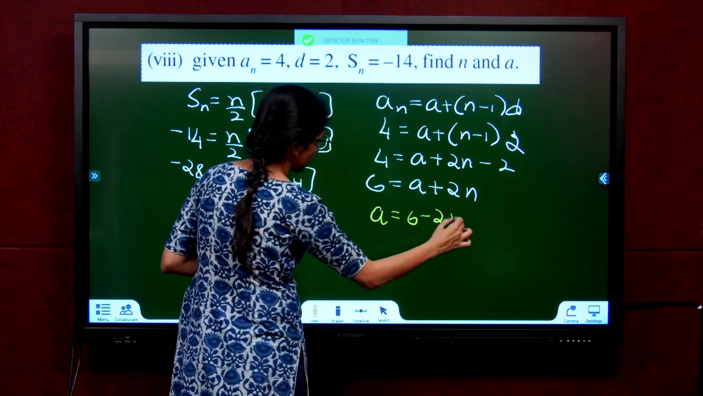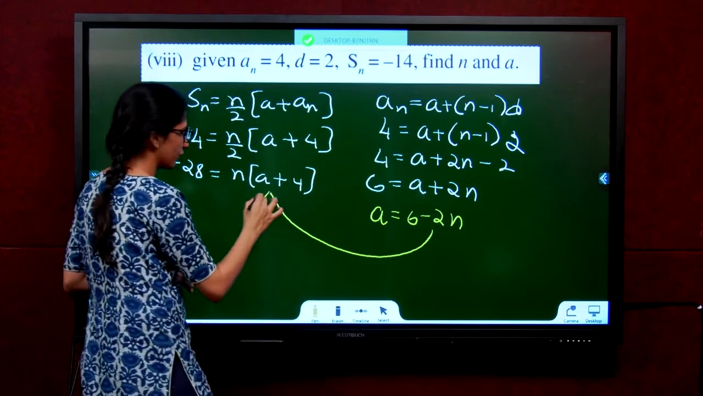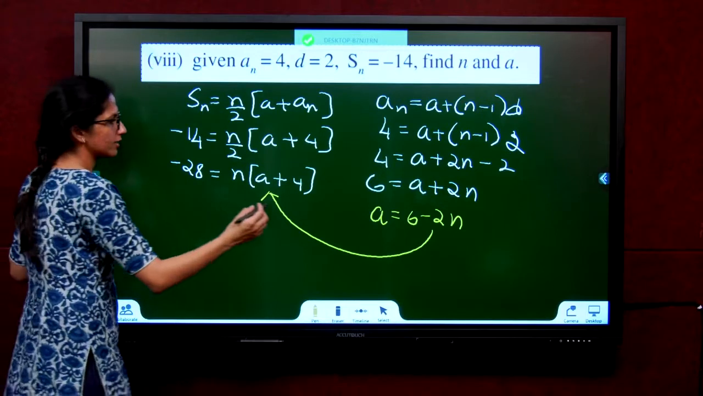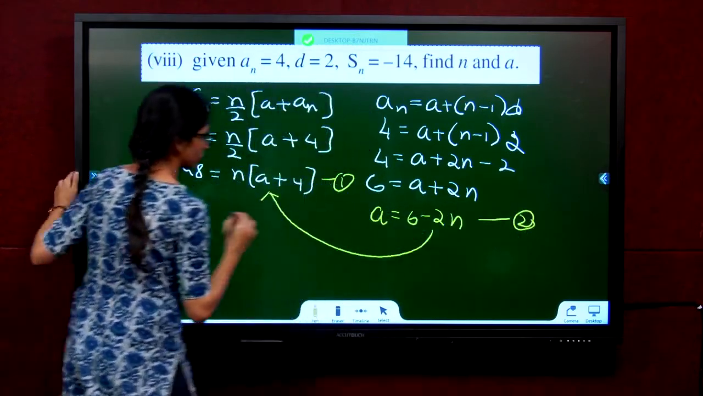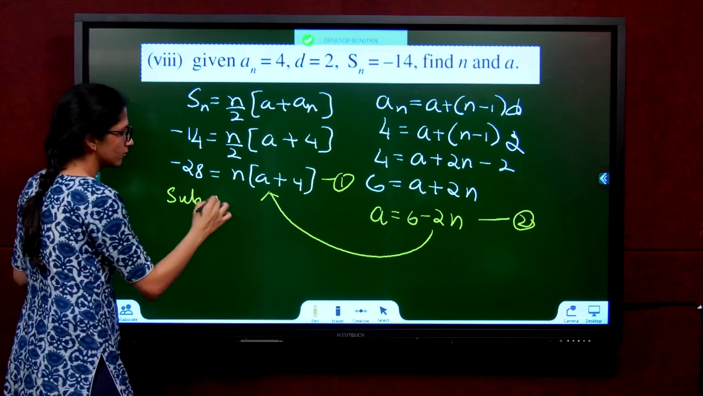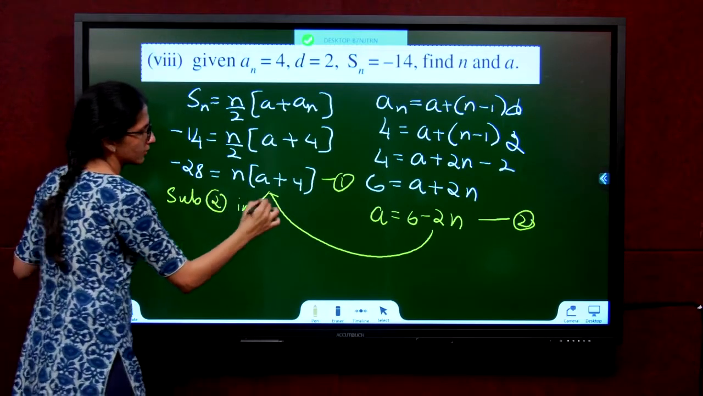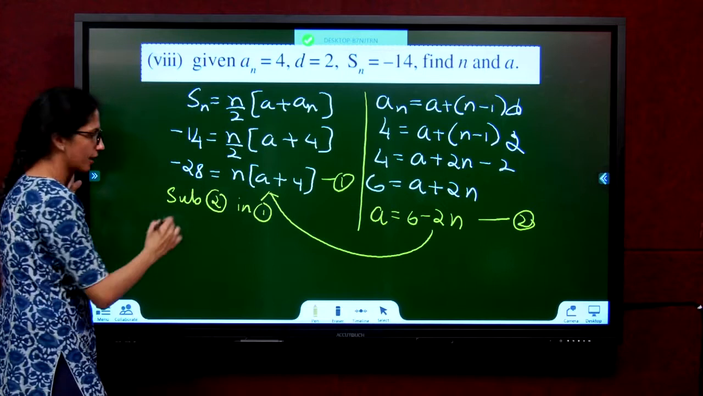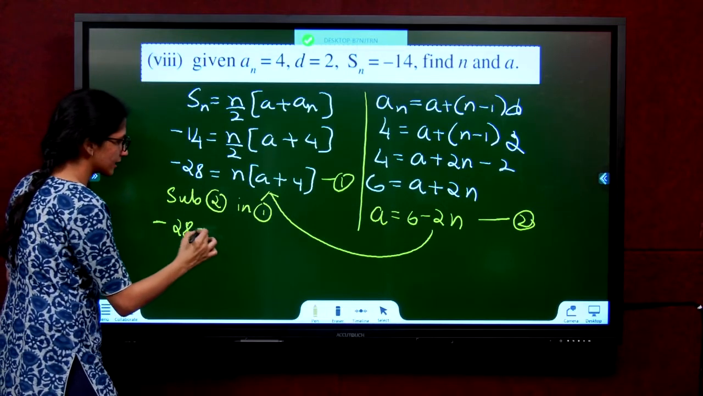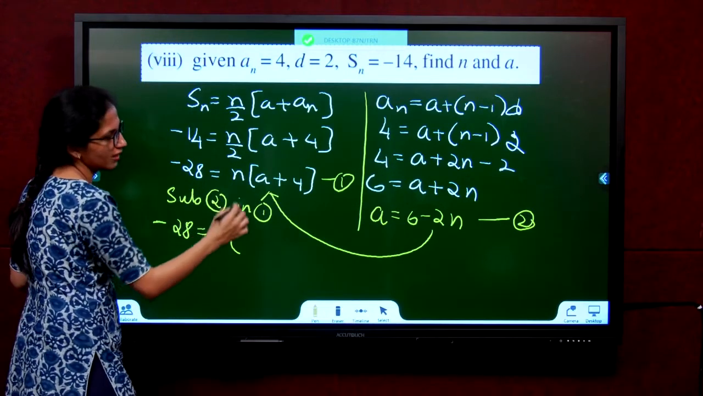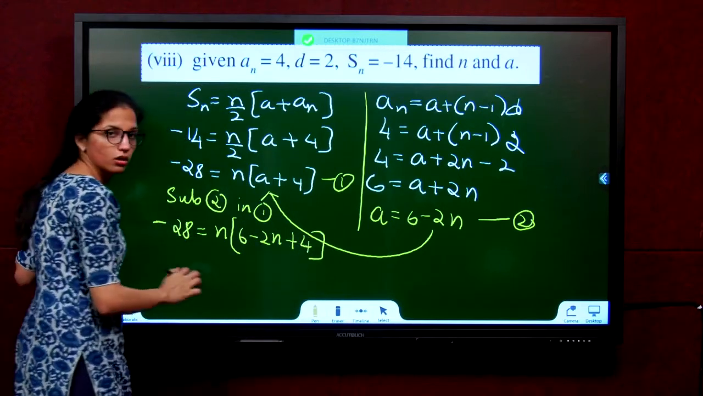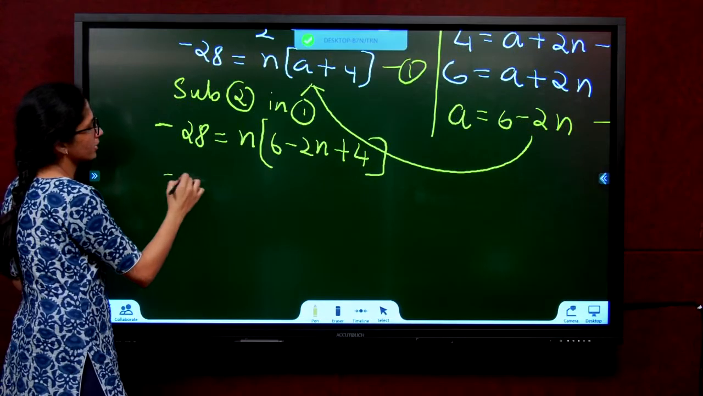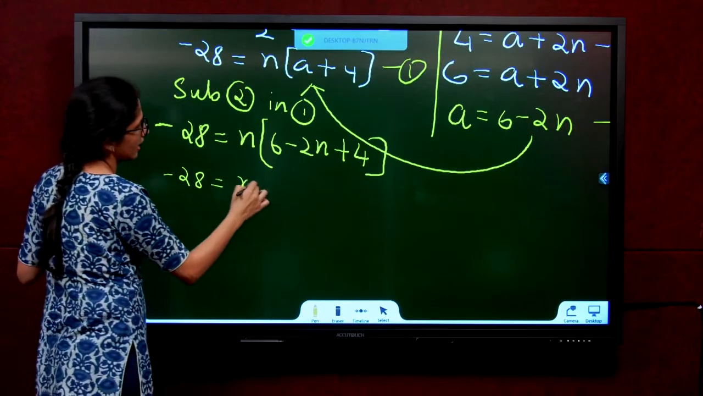A is 6 minus 2n. I will substitute the value of A here now. So let's call these equations 1 and 2. You should write substituting 2 in 1. That should be your step. Observe, minus 28 is equal to n. What is the value of A? 6 minus 2n plus 4, close brackets.